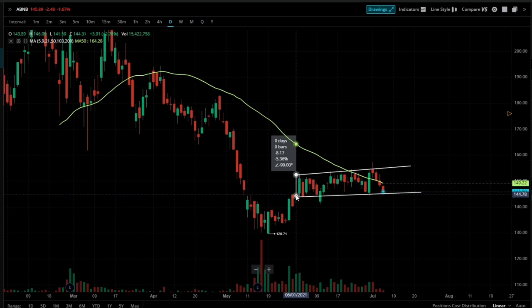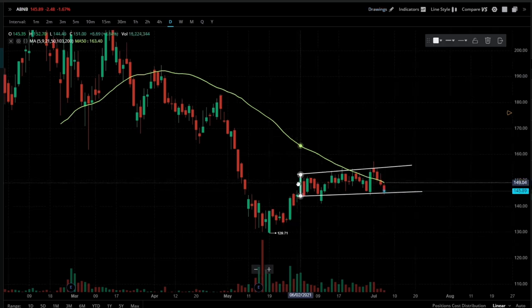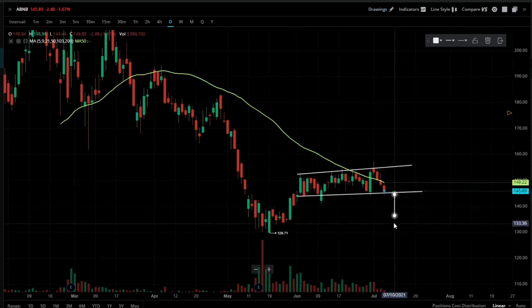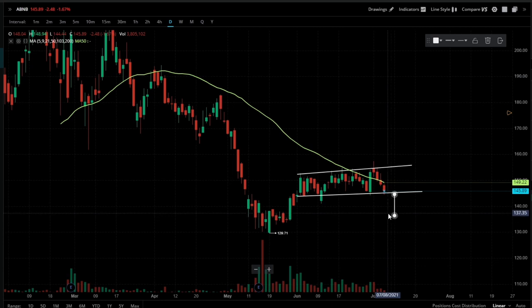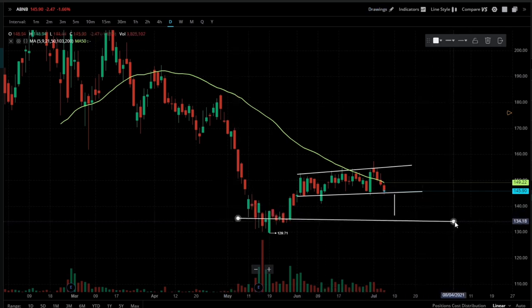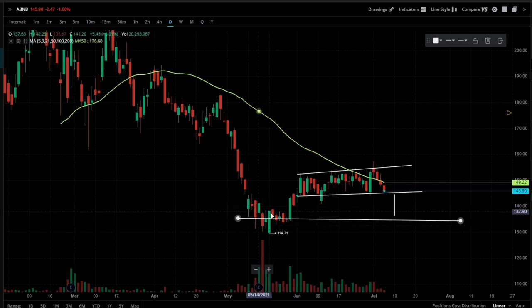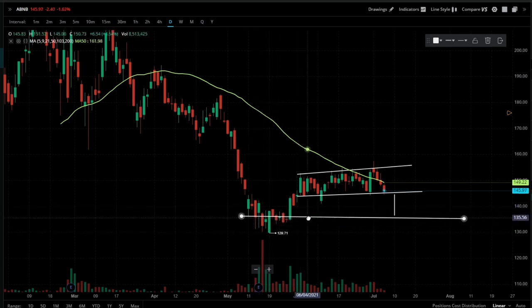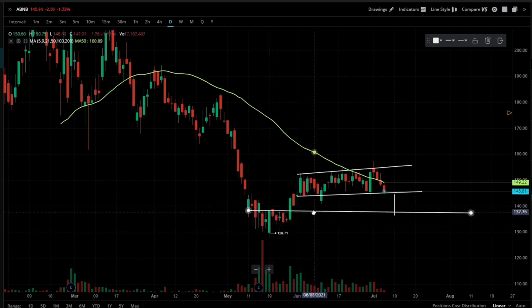Well, some people like to use the size of the channel. In this case, it's around $8 in length, so you could put it right here. If we're going to break to the downside, I would be looking to close my position around 137. Also, this zone right here is a valid support zone next, because we have had price action here in the past.